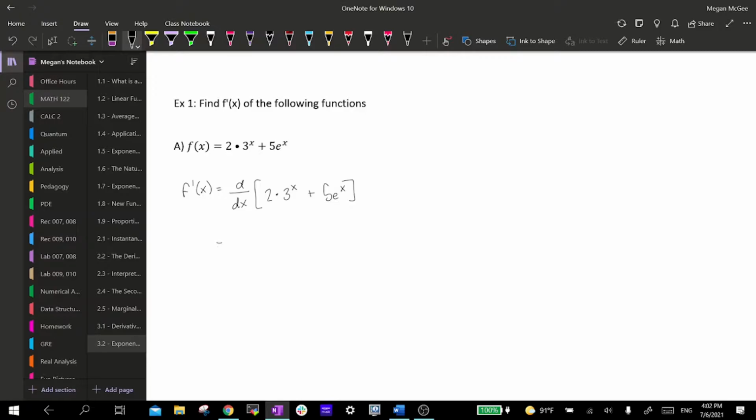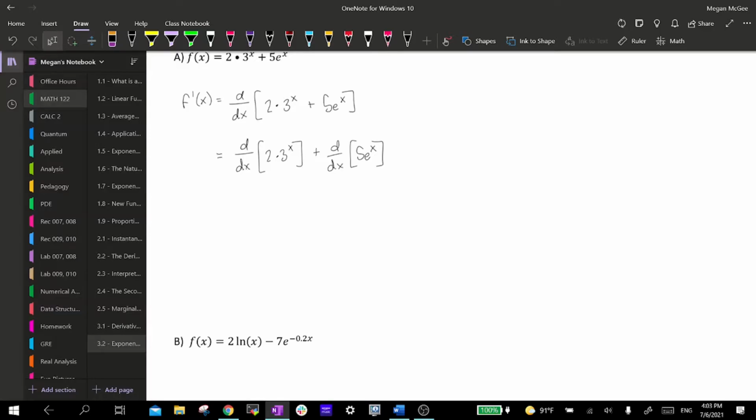So the first thing, if we remember from 3.1, is that our derivatives can be split over a sum. So we'll break this into 2 derivatives of 2 times 3 to the x plus the derivative of 5e to the x. Alright, the next thing we learned is our constant multiple rule, where we can go ahead and pull constants in and out of derivatives. So we'll pull the 2 out of our first derivative and then pull the 5 out of our second derivative.